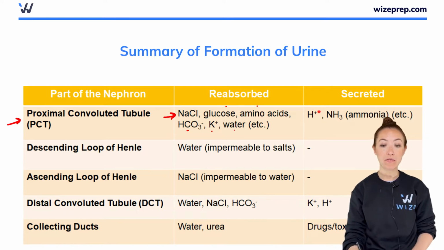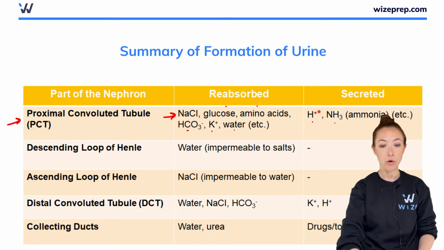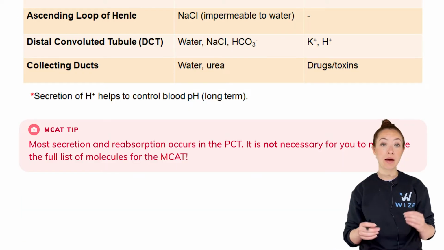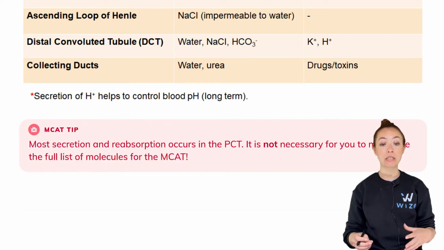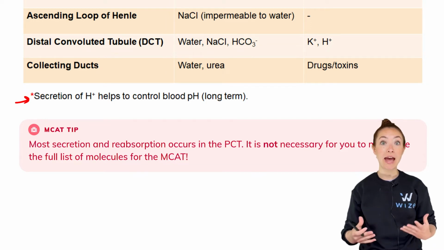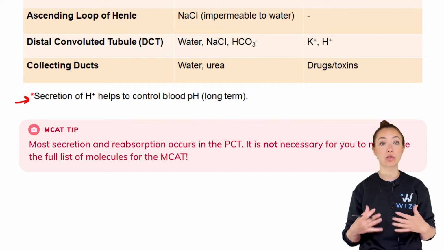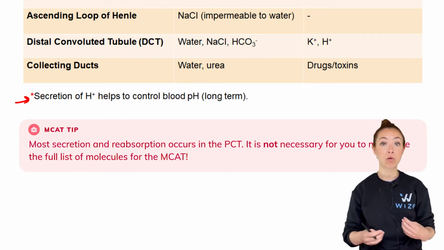And then at that level, we also have secretion of protons, ammonia, and other toxins and things that we don't need. So for the purposes of the MCAT, make sure that you remember that the PCT is where most absorption and secretion actually occurs. And then also recall that secretion of protons, so that's the acid of this system, helps to control blood pH long term. So the kidneys have a critical role in helping us control blood pH.